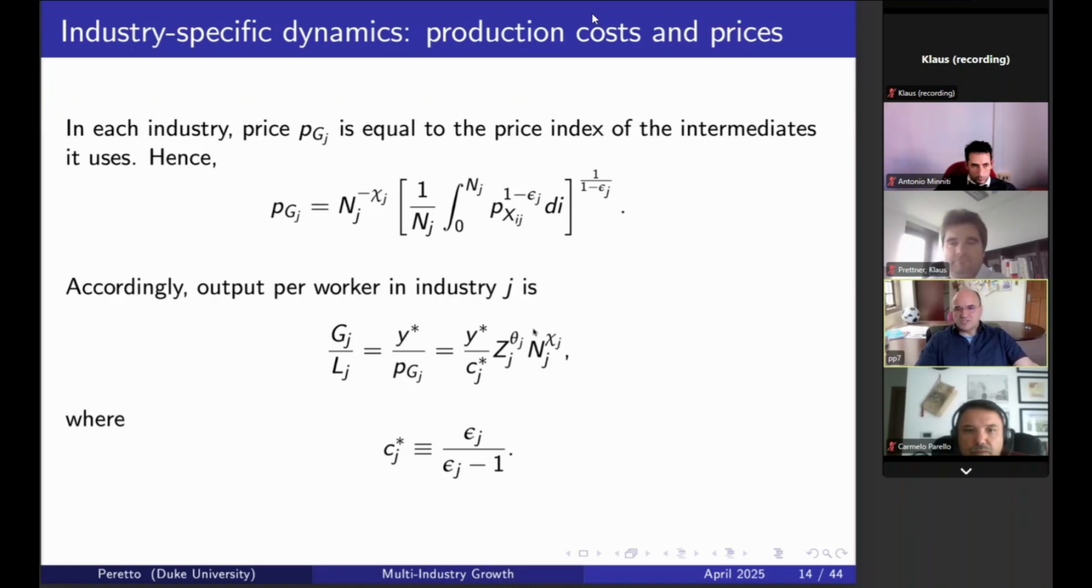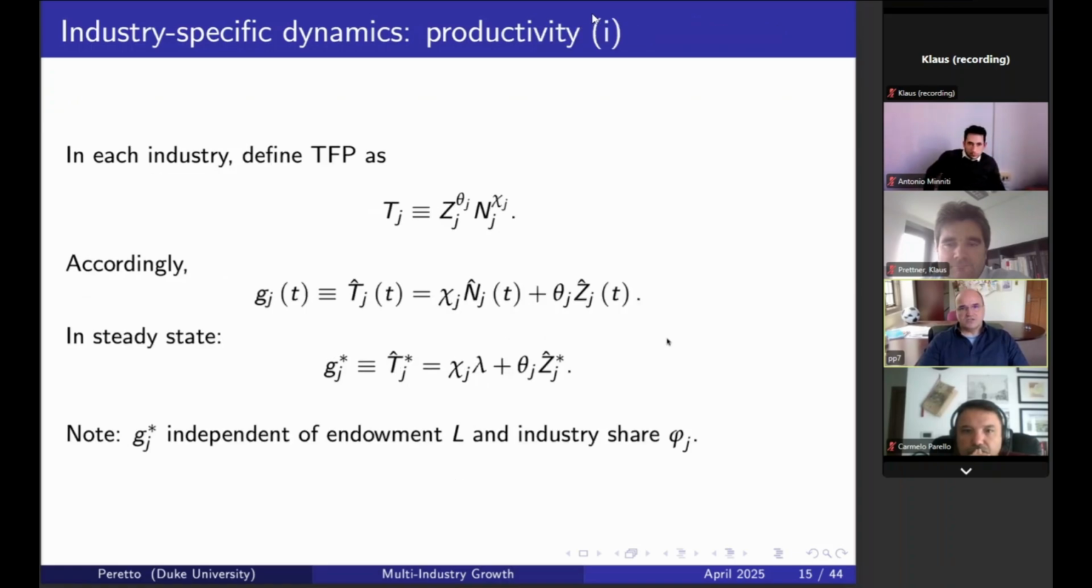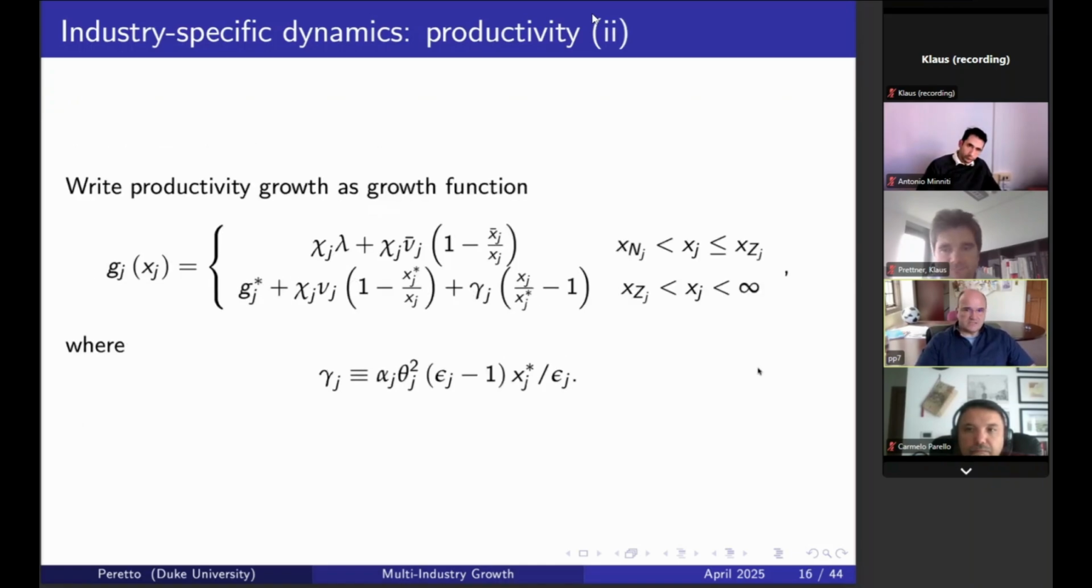And there is an industry-specific TFP object that is the usual function of the two dimensions of technology here. So I can define industry-specific TFP. Then there is a growth rate of industry-specific TFP and the steady-state growth rate of industry-specific TFP. And in this model, I don't need to shut down population growth. Population growth is positive. It's the other parameter that doesn't get a subscript because it's an economy-wide parameter, not an industry-specific parameter. Again, scale invariance.